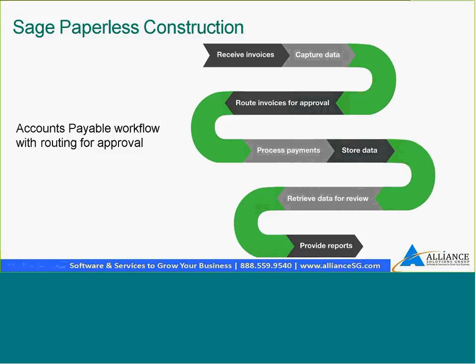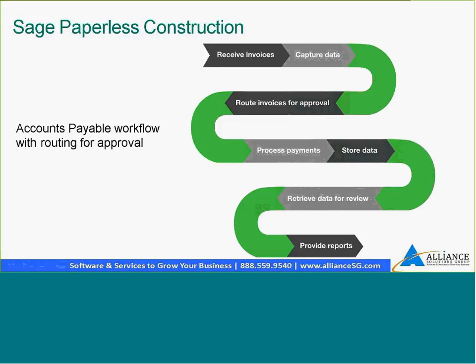So let's talk about the first major component, the accounts payable workflow with routing for invoice approval. The system starts off by capturing the document image and storing it electronically in one secure place called a vault. The invoices then are electronically routed to approvers based on predefined routing rules. Approvers then log in to approve, and alerts and emails are triggered if the invoices sit in their queue or their in basket too long, based on settings that you set up when you install the system.